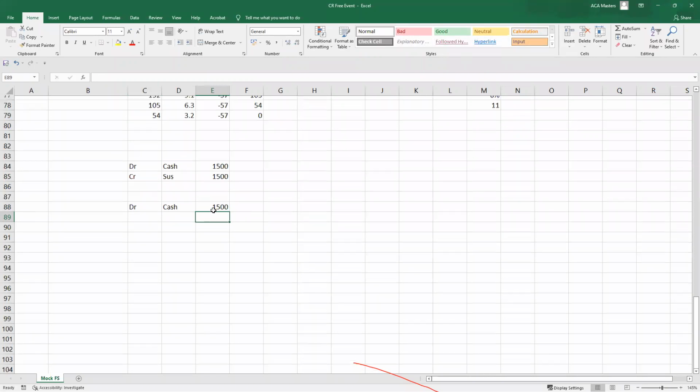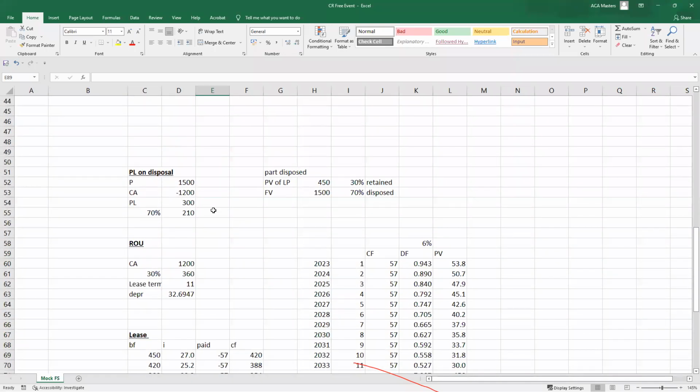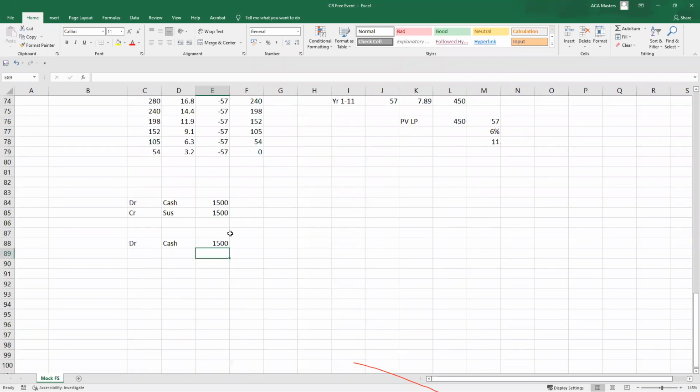Now, what should they have done? Like I said, there's a lot of entries going on here, but just take it one at a time. And even if you got one of your numbers wrong, you should be able to get the others correct. So what should they have done? Well, they should have recorded the proceeds here.